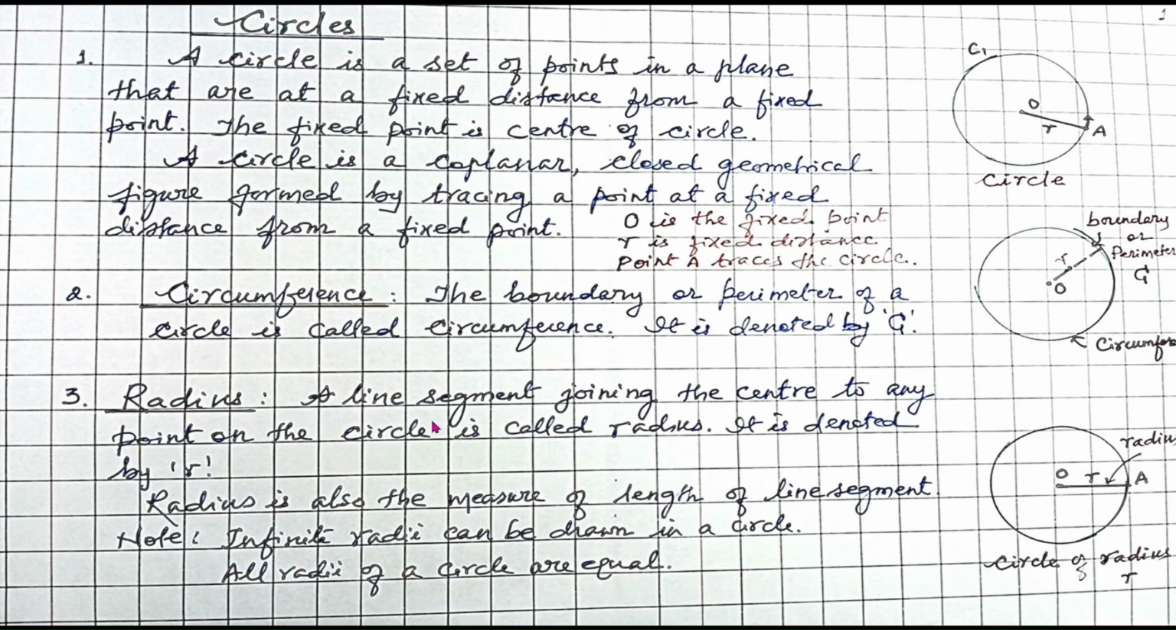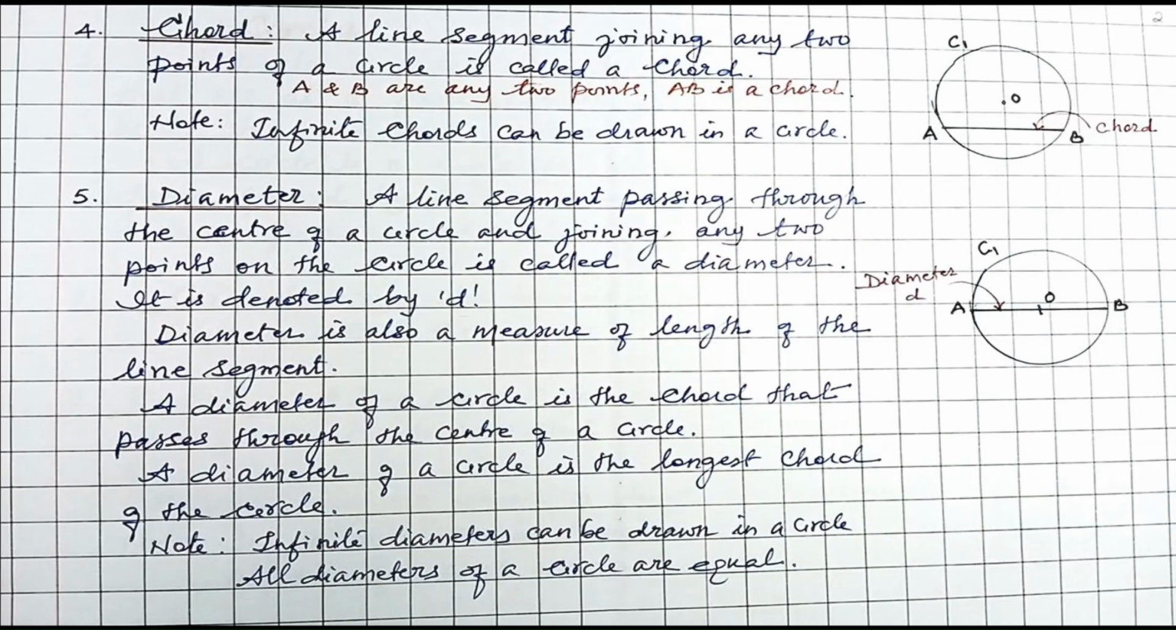Radius is a line segment joining the center to any point on the circle. Here O is the center and A is the point on the circle, then OA is the radius. Therefore, radius is a line segment joining the center to any point on the circle. Radius is also a measure of the length of the line segment OA, and radius is denoted by R. Remember that.